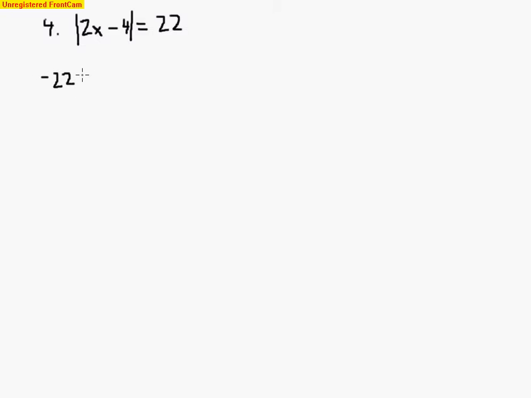We're going to set the 2x minus 4 equal to negative 22 because the absolute value of negative 22 will equal 22. But also we're going to take this and set it equal to positive 22. And what we'll get from this is the two values of x that make this statement true. And so we're going to solve two equations simultaneously. That'll make the problem go a little quicker.